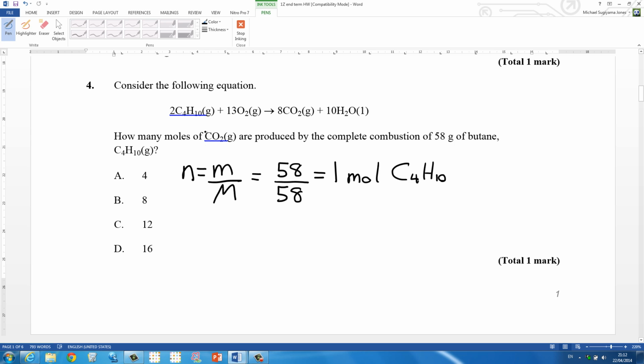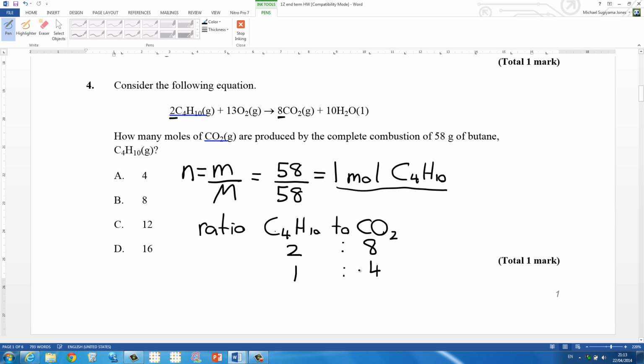So the question is asking how many moles of CO2. So next what we do, we look at the ratio of butane to carbon dioxide, because the question is asking about carbon dioxide. So ratio of C4H10 to CO2. So you look at the coefficient, the number in front, and it's a 2 to 8, and that can be simplified down as a 1 to 4. So if you have 1 mole of butane, you're going to make 4 times as many moles of carbon dioxide because it's a 1 to 4 ratio. So the answer here is A4.